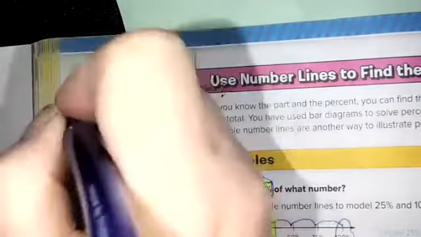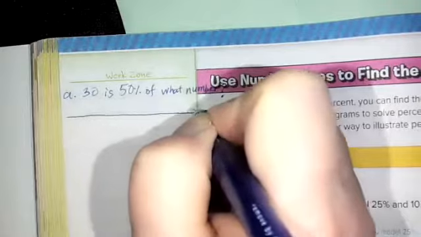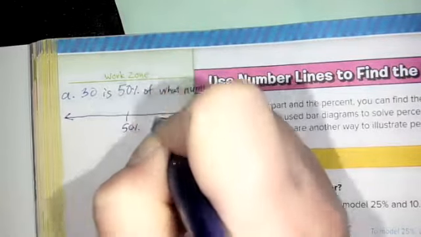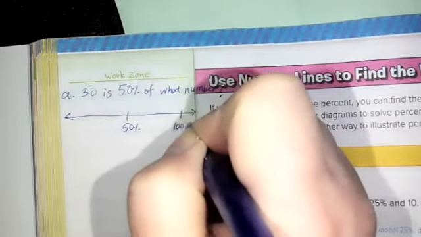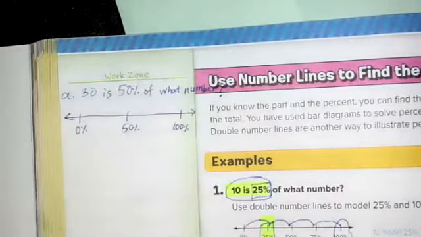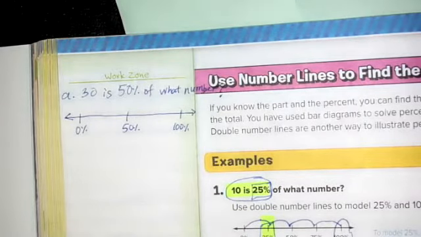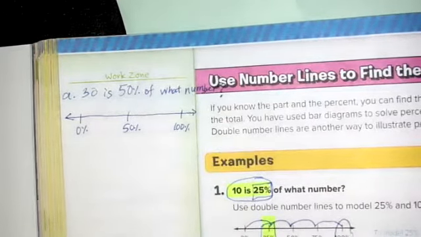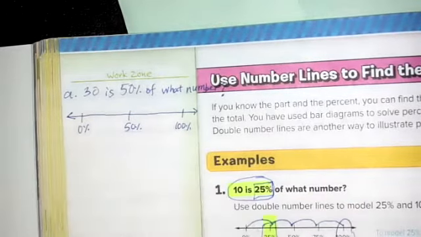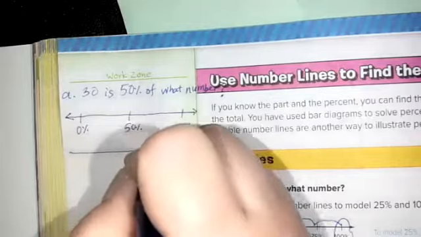Okay, so my top number line is going to be my percentages. And I know that 50% is right in the middle, so I'm going to write that there. And then I'll count back 50% to take me to 0%, and I'll count forward 50% to take me to 100%.